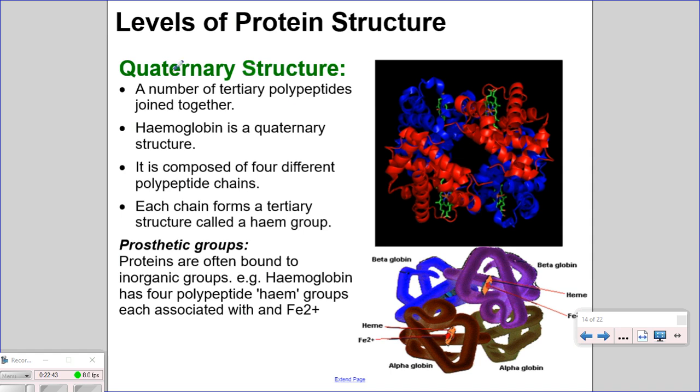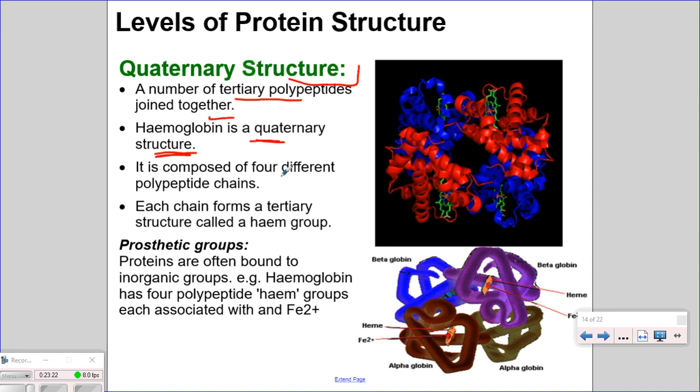The last level of protein structure is the quaternary structure. The quaternary structure is basically a number of tertiary polypeptides joined together. You take a number of individual polypeptides that are often the same or very similar, and they are linked together or interact together to form that quaternary structure. Hemoglobin is an example of a quaternary structure. Hemoglobin is what carries oxygen within red blood cells.